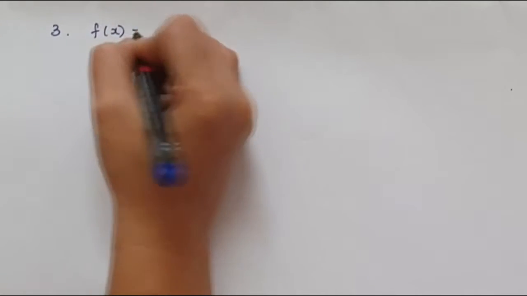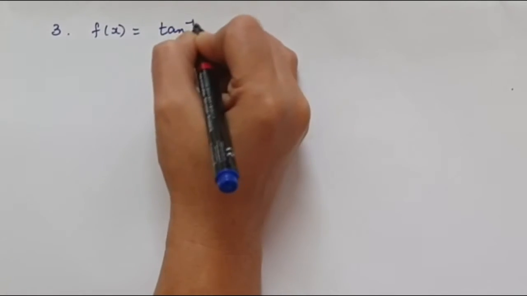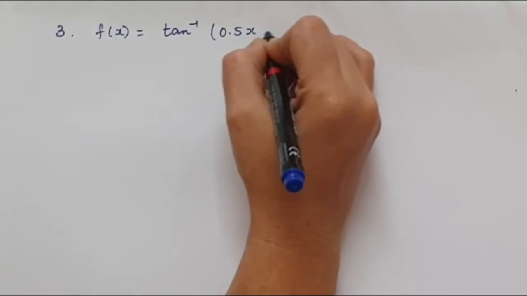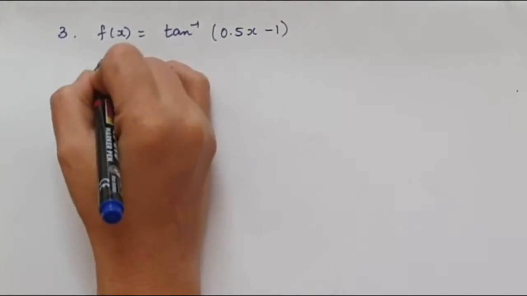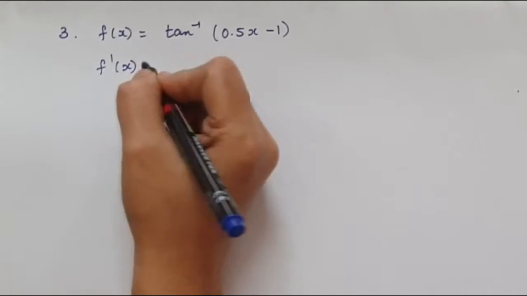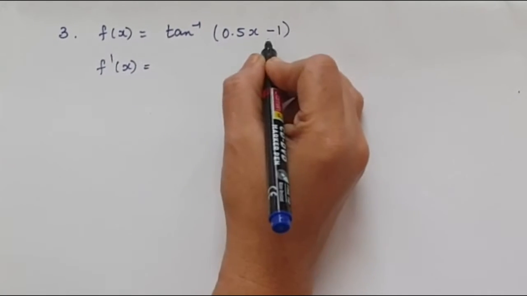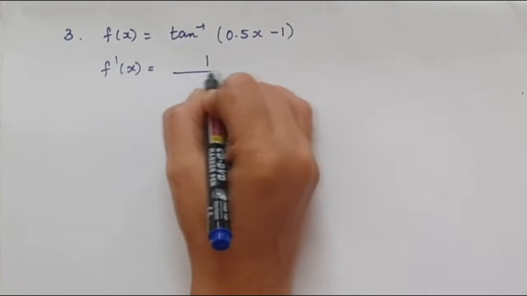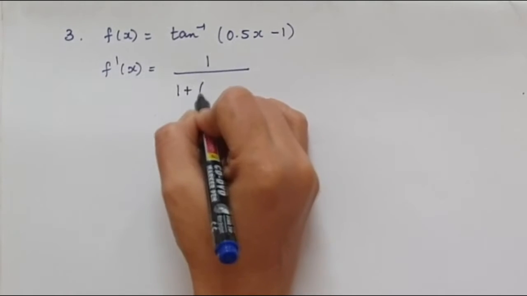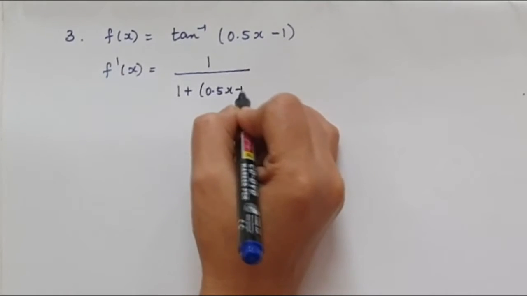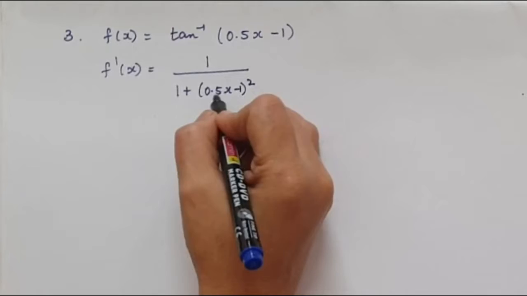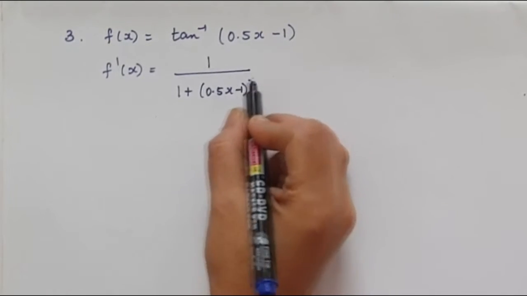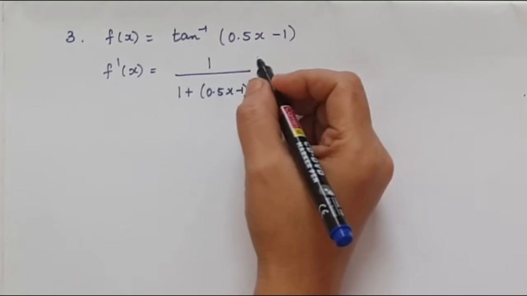F of x equal to tan inverse of 0.5x minus 1. Now f dash of x. So instead of x, we have this entire expression of 0.5x minus 1. So now we'll write it as 1 over 1 plus 0.5x minus 1 the whole square. So when it is an x, it's x squared. So this expression squared. Now differentiate this 0.5x minus 1.